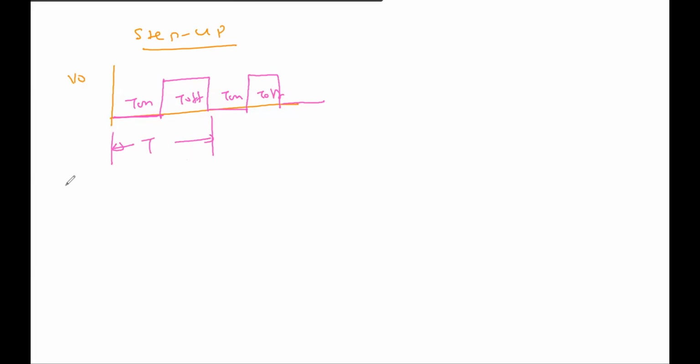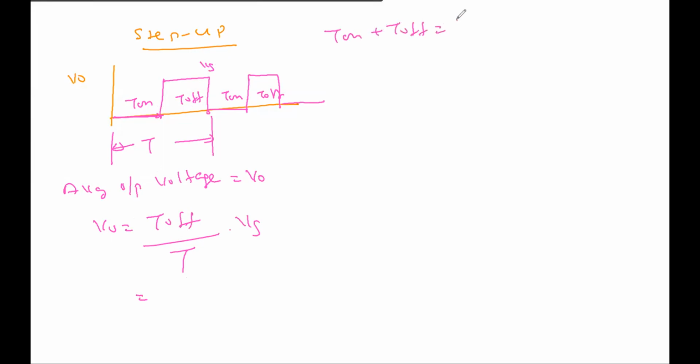So what is the average output voltage V0? V0 is equal to, out of the on period, only the turn off distance, this is the turn off time, upon total time T into Vs, because the magnitude is Vs. So how can we write T off here now? I know this, T on plus T off is total T. So T off is T minus T on, by T, Vs.